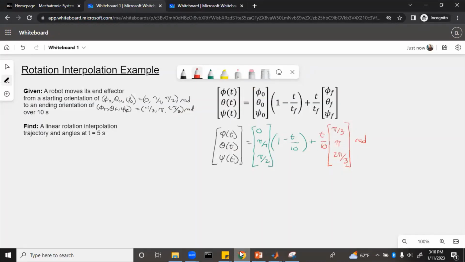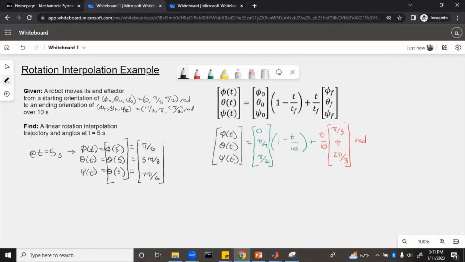So now we need to figure out what are the angles at t equals 5 seconds. So here we just plug in 5 for t. So at t equals 5 seconds, then we'll get, so those are the answers for roll, pitch, and yaw.